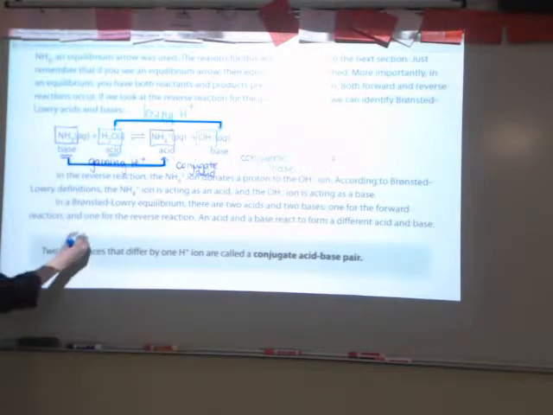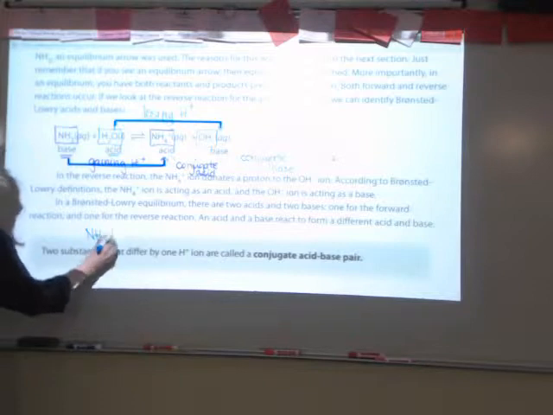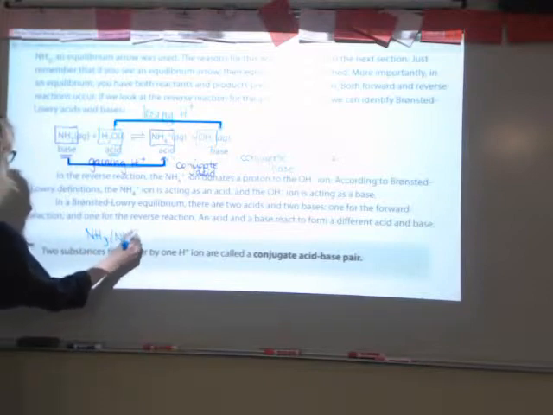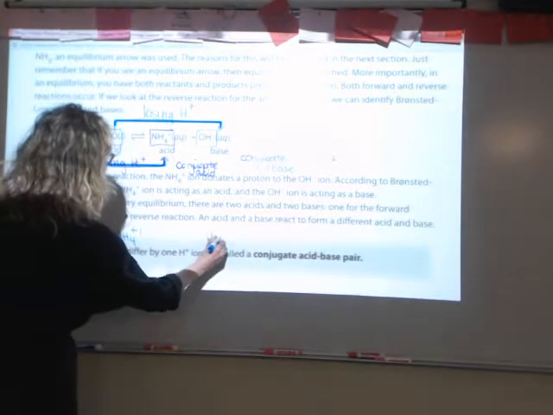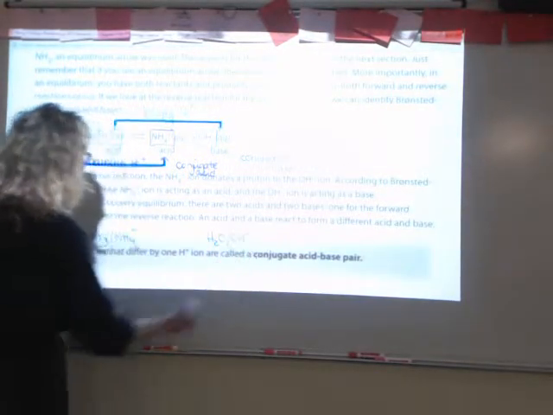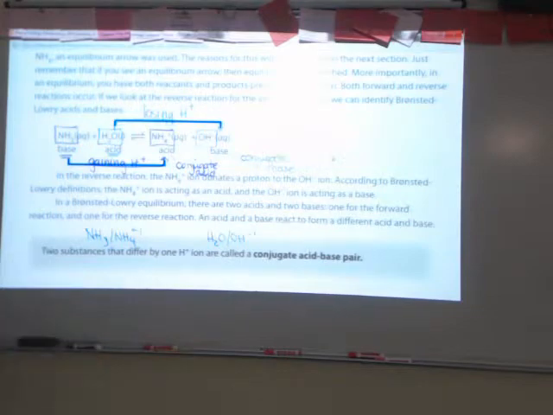Okay, so NH3 and NH4 plus 1 are a conjugate acid base pair, and H2O and OH negative 1 are an example of another conjugate acid base pair.